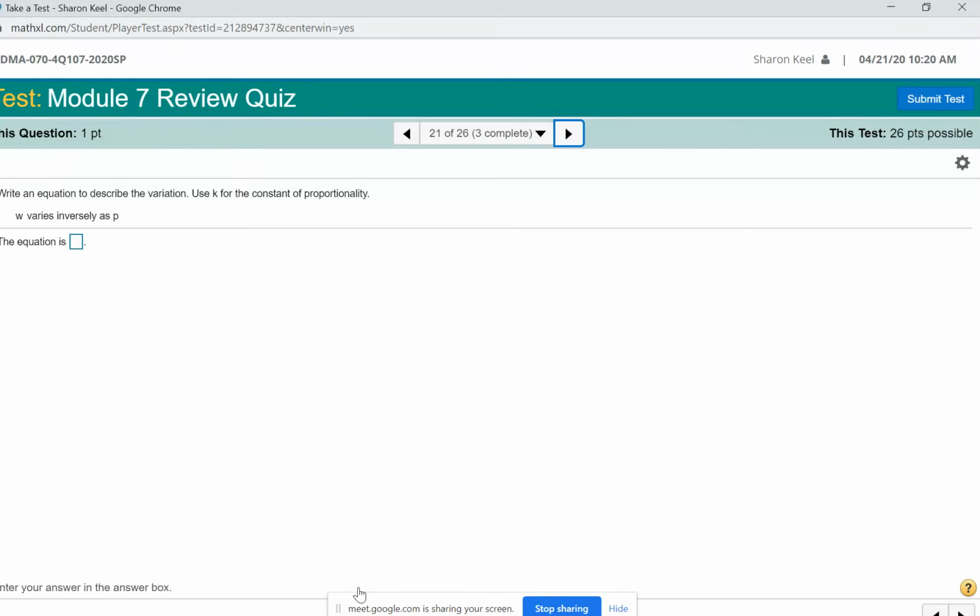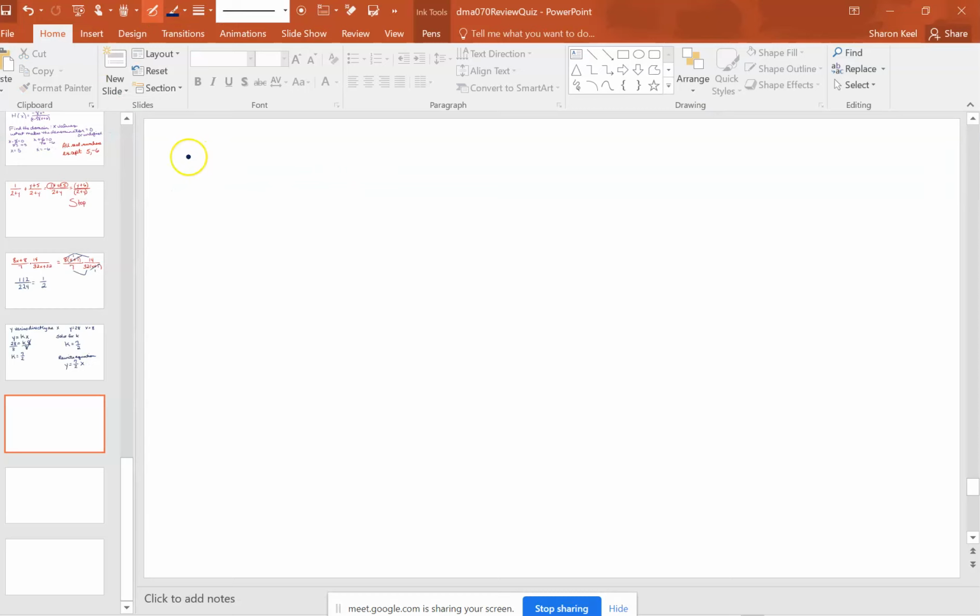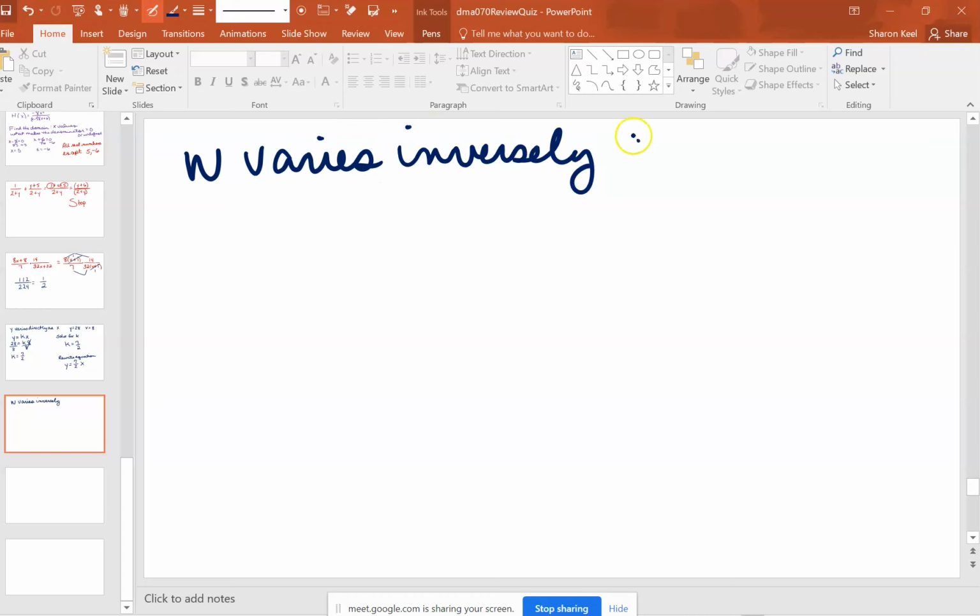Write an equation to describe the variation. Use k for the constant of proportionality. W varies inversely as p. So they tell me W varies inversely as p. So what you want to do is identify the inverse variation equation. That would be y equals k over x. That is the equation for the inverse variation.